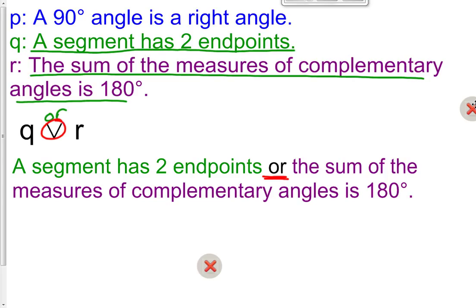Okay? Or for the whole compound statement to be true. In this case, it's a disjunction. So a segment has two endpoints. That is true. The sum of the measures of complementary angles is 180 degrees. That is false. But in an or statement, only one part has to be true, and the whole disjunction is true. So this is a true statement. Okay? We'll practice another one here.